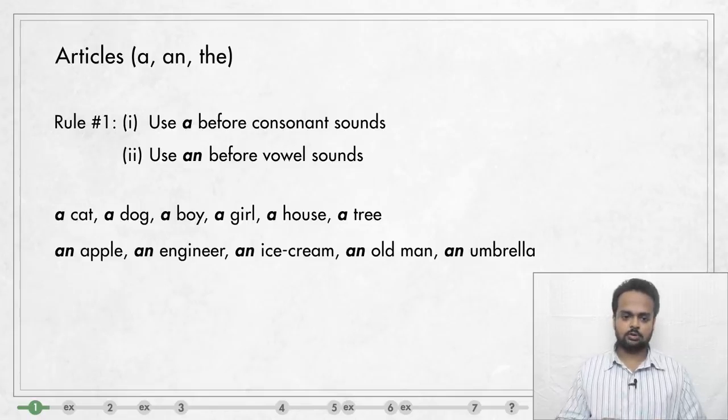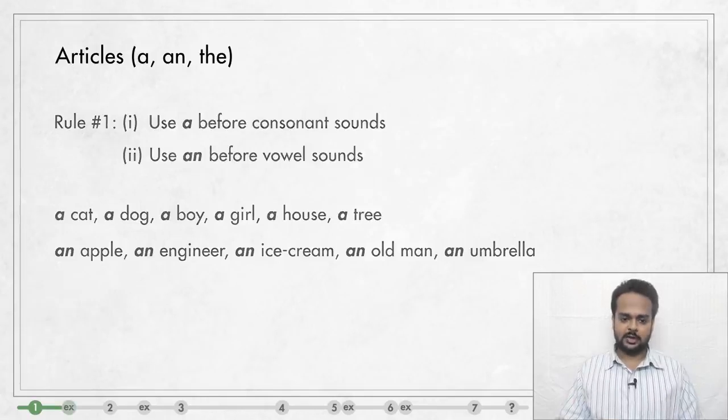In this next set of words, you see that they all start with a vowel sound. Apple starts with a, engineer starts with e, ice cream starts with I, old with o, and umbrella with u. So we say an apple, an engineer, an ice cream cone, an old woman, an umbrella, and so on. In speech, we don't say an, we say un.